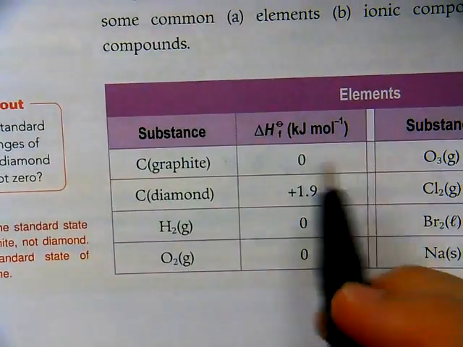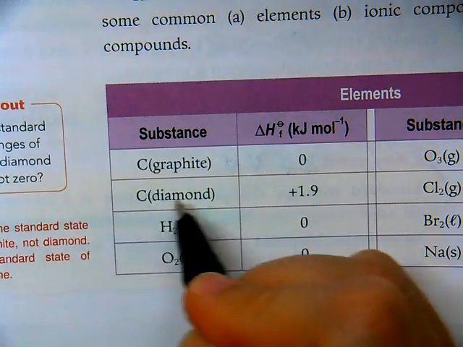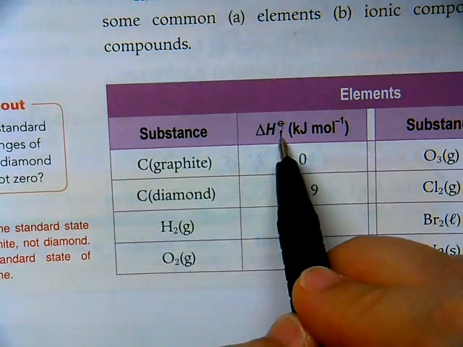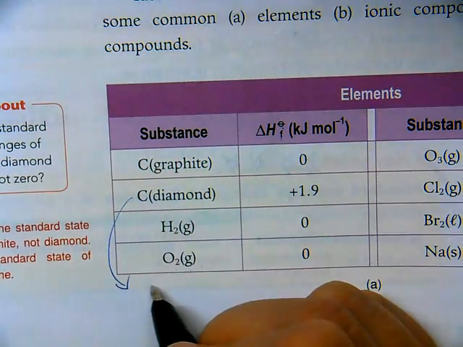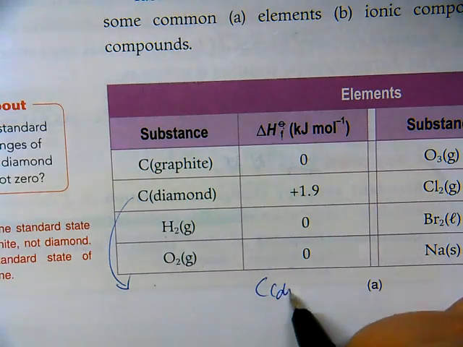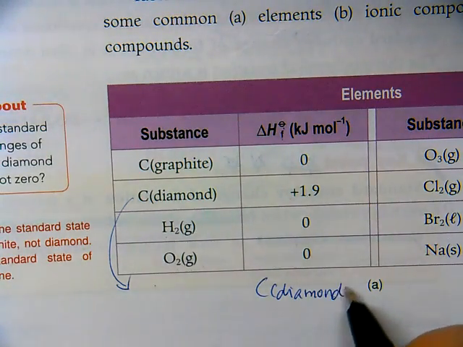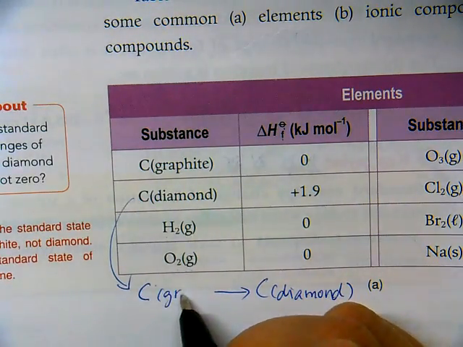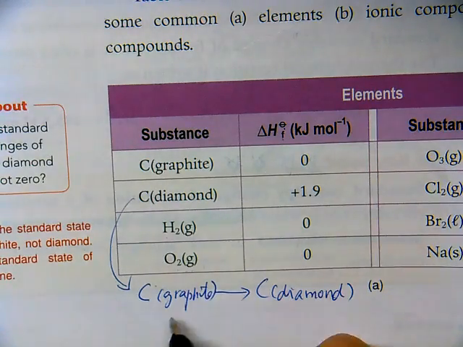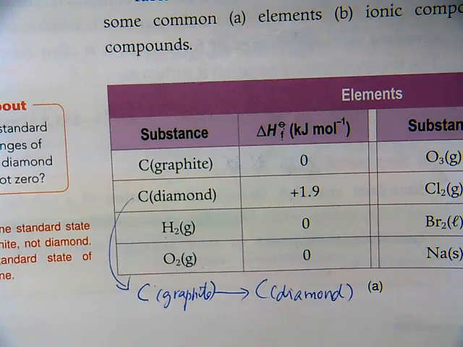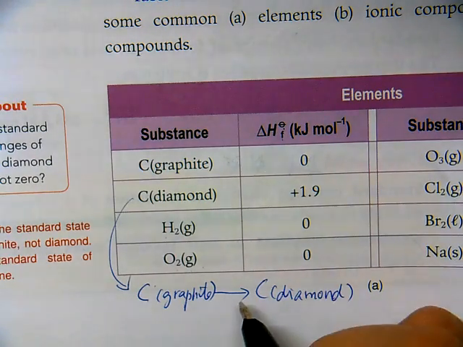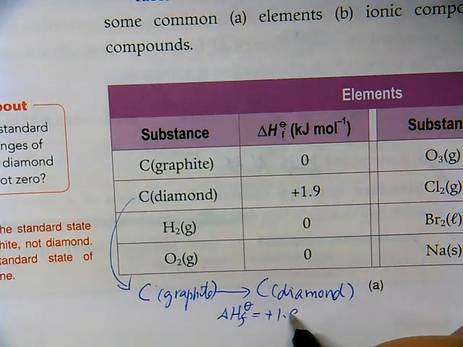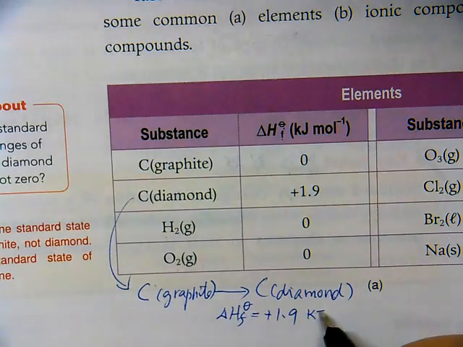Now that means if I need to write down the equation for the standard enthalpy change of formation of diamond, this is the equation, formation of diamond. So please write down diamond on the product side. Formation, that means from graphite. These two substances will have different enthalpy, so there is an enthalpy change, and in this situation it is equal to plus 1.9 kilojoule per mole.